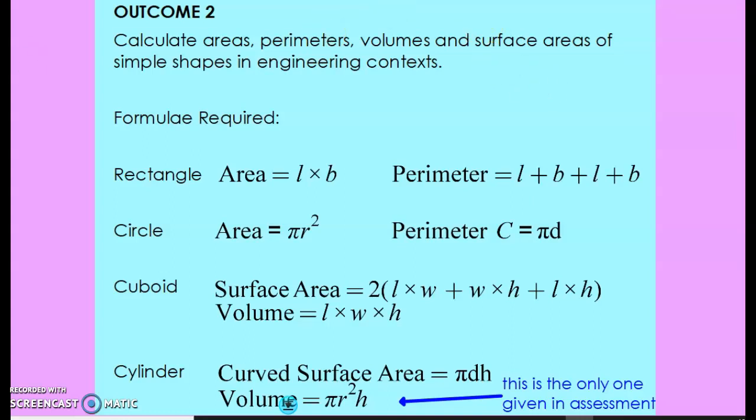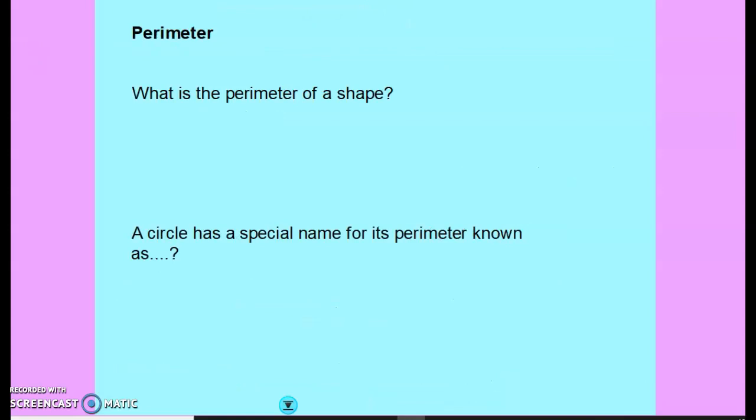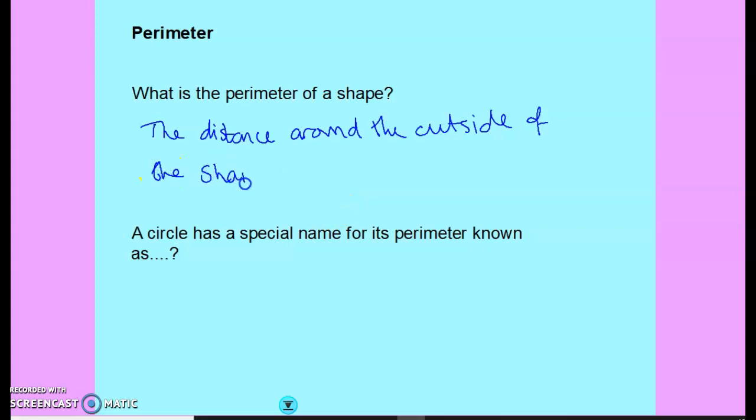Okay, let's put this into practice then. So first of all, what is the perimeter of a shape? The perimeter of the shape is the distance round the outside. So if you imagine walking round the shape, then that would give you the perimeter. The circle's got a special name for its perimeter. The perimeter of a circle is called the circumference.